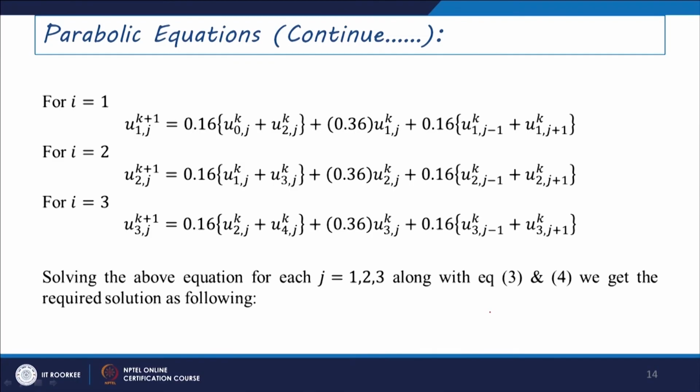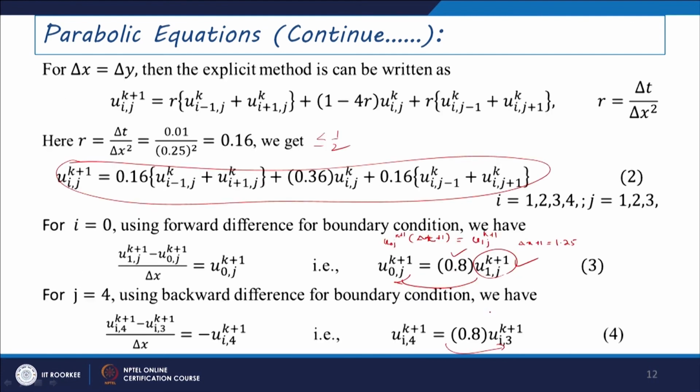So for i equals 1, the scheme can be written in the form of u_{1,j}^{k+1} equals 0.16 times (u_{0,j}^k plus u_{2,j}^k) plus 0.36 u_{1,j}^k plus 0.16 (u_{1,j-1}^k plus u_{1,j+1}^k) here. So especially the scheme is written as u_{i,j}^{k+1}, which can be written with 0.16. Since only these coordinate values we are putting here, like i equals 1 or i equals 2 or i equals 3 or i equals 4, and j is varying like 1, 2, 3, 4 there.